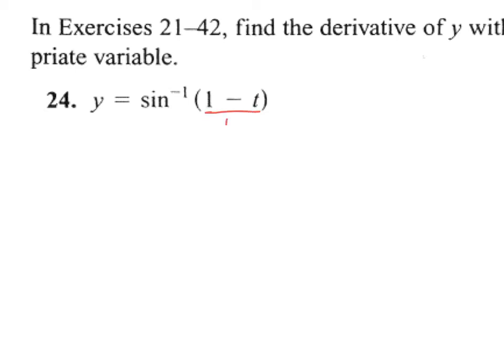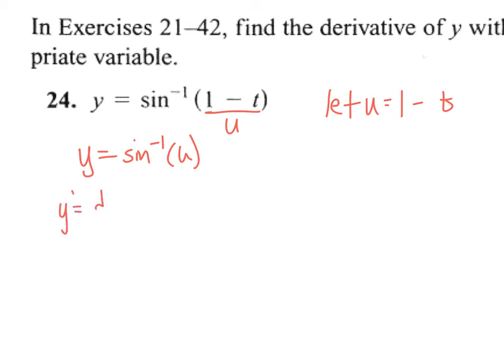So I'm going to call this part u. Let u equal 1 minus t. I'm going to rewrite this as y equals sine inverse of u. From our rules we know that y prime, which is the same thing as dy dx, is equal to u prime over the square root of 1 minus u squared. In order to find that derivative, I need to find u prime. So u prime is equal to negative 1.